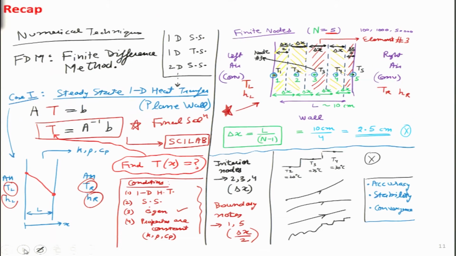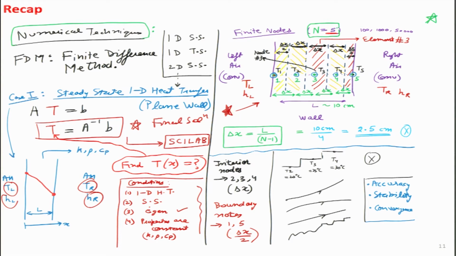Then we moved on to actually learning the finite difference method. This is one of the numerical techniques which is available and it is kind of straightforward, so it is very nice to begin with. We looked into the solution for the first case, which is steady state 1D heat transfer inside a plane wall geometry. On the right hand side, I took a very simple geometry with 1D heat transfer taking place in a plane wall, and we took 5 nodes as an example, so capital N is equal to 5.